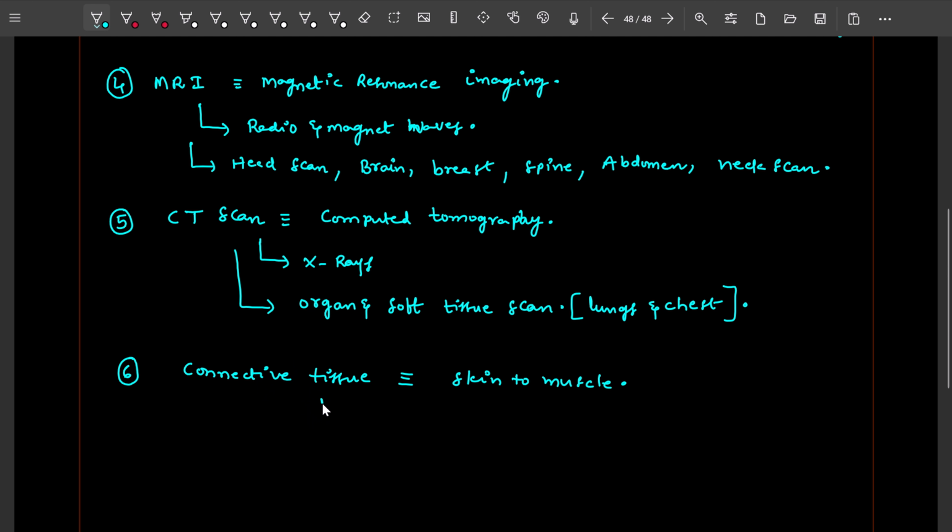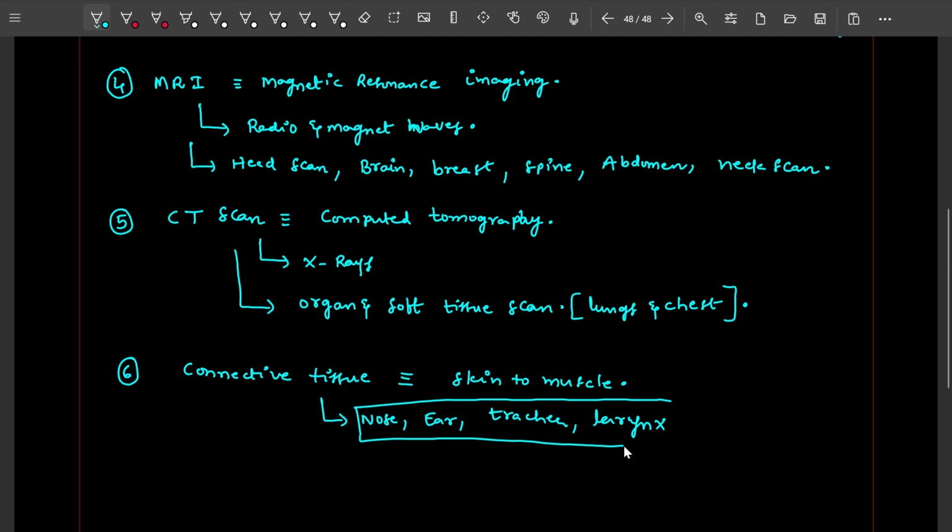Where is this connective tissue found? It is found in the nose, the ear, the trachea, and the larynx. All of these can be folded.